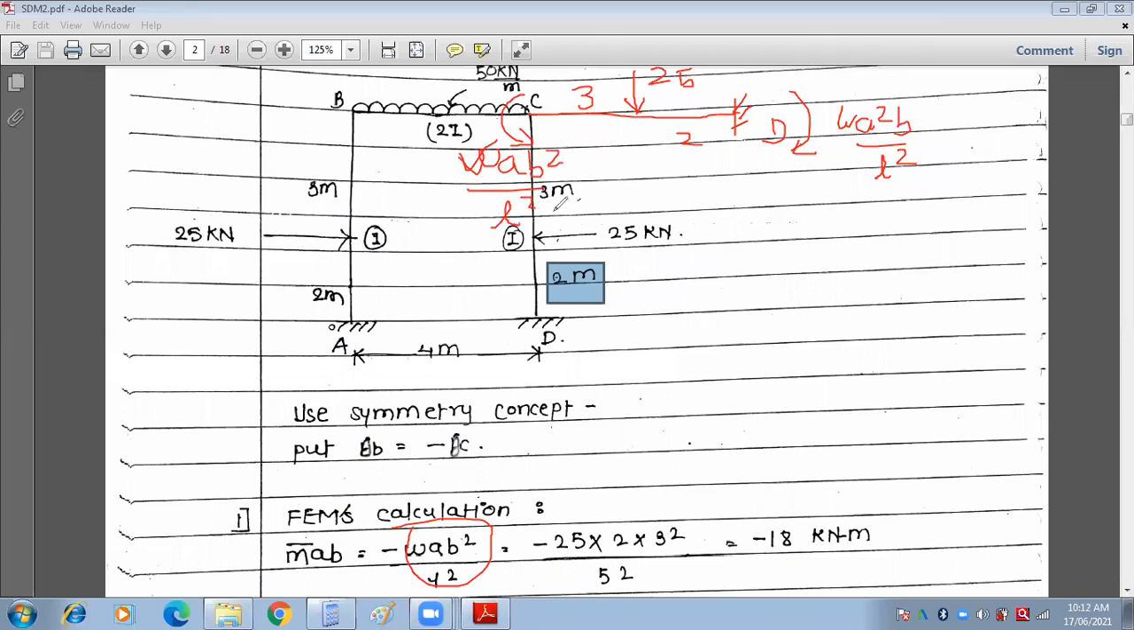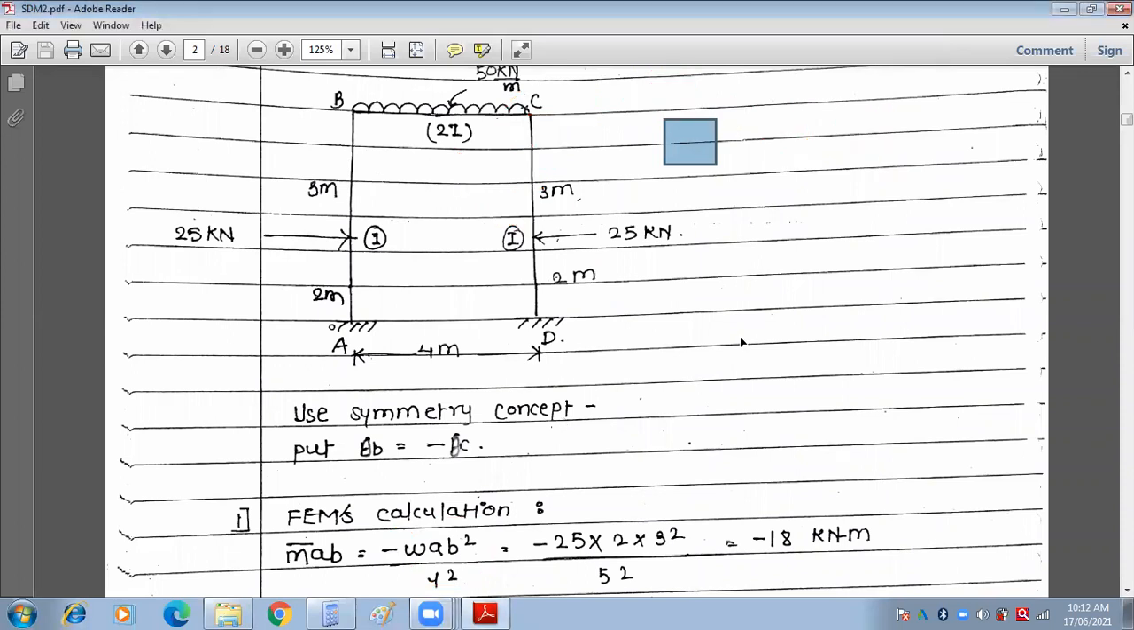In this way we have to find the moment over here. Now similarly, if you see here, A is 3 and B is 2. Now let us simplify this one.